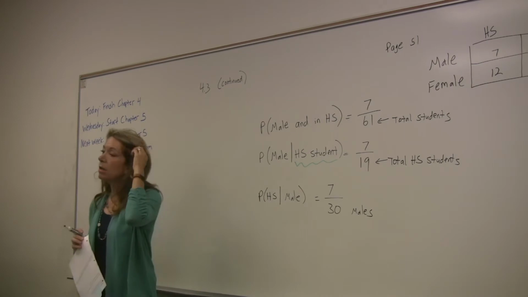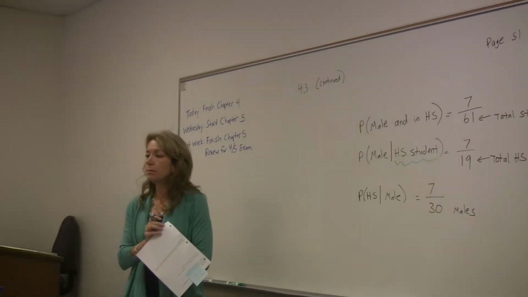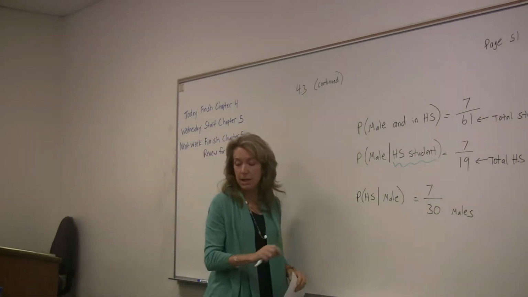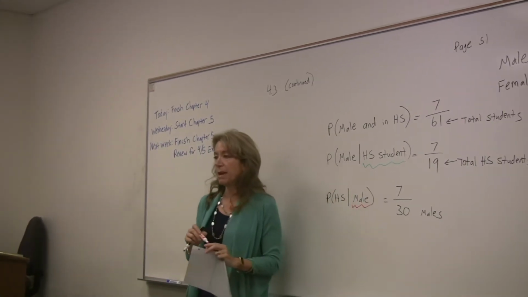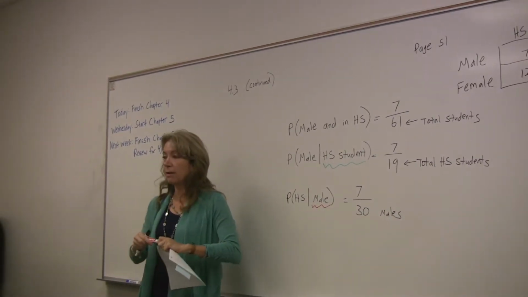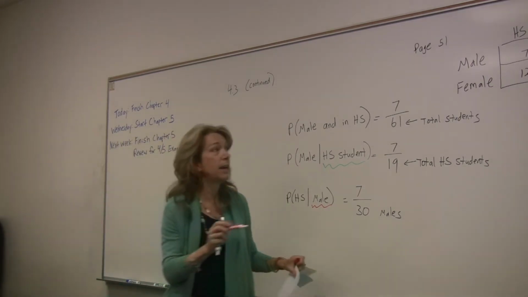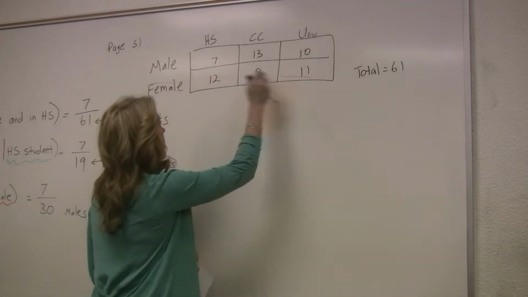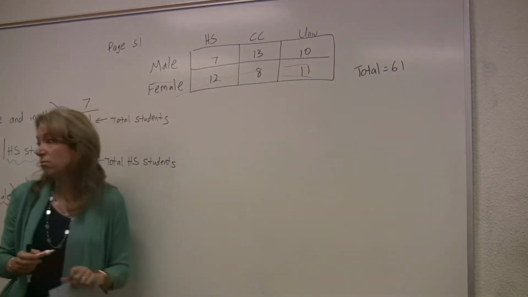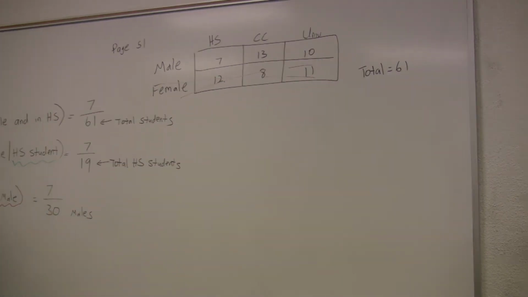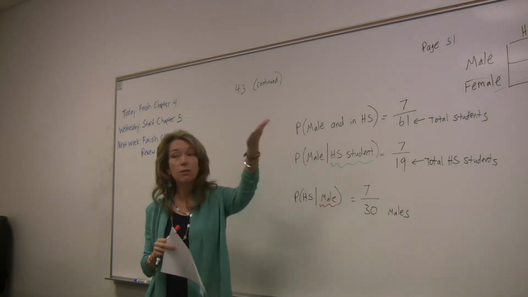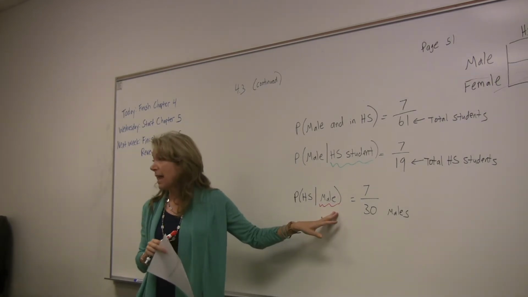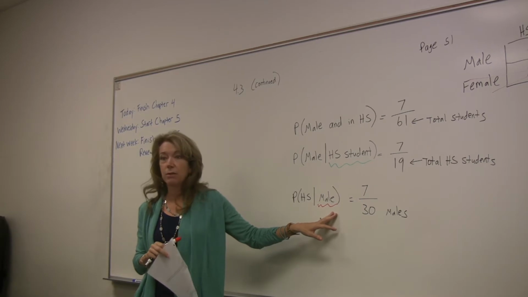Yes? Why isn't it all high school students? Why is it just the males that we choose? Because we know, right here, we know the person's male. We're only looking at males. So that's essentially telling me, assume that we don't even care about these people. We don't even know anything about them. If no one had ever told us about the females, it wouldn't matter, right? We're just saying, if we're looking at those males, we know that part. Out of those males, what's the probability of high school?